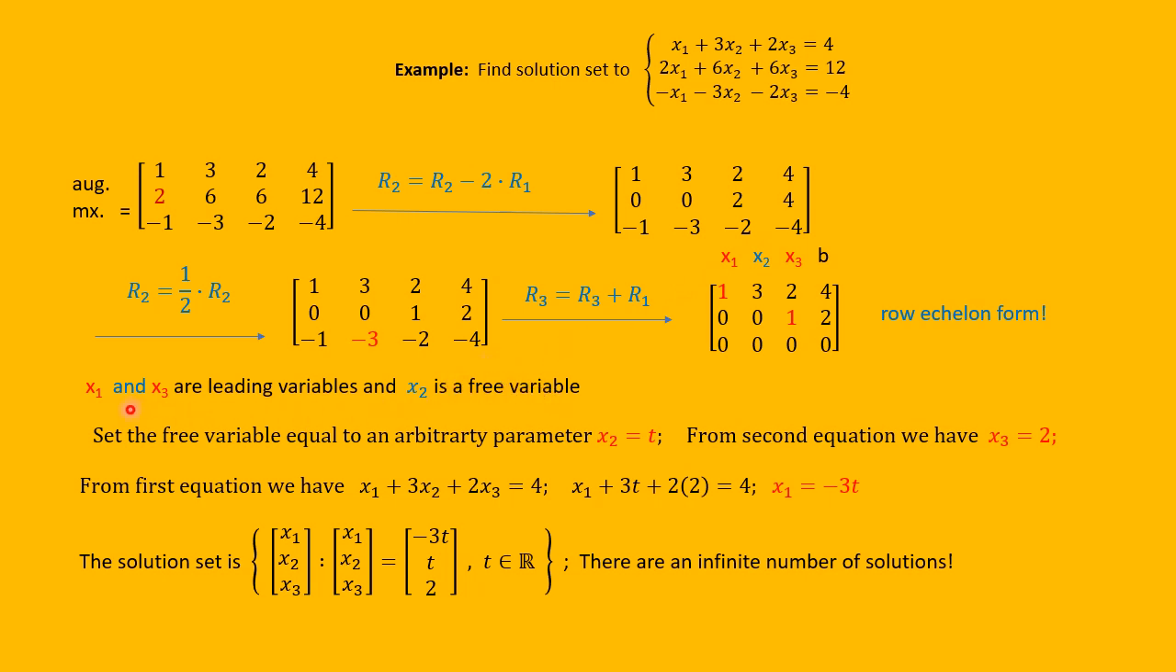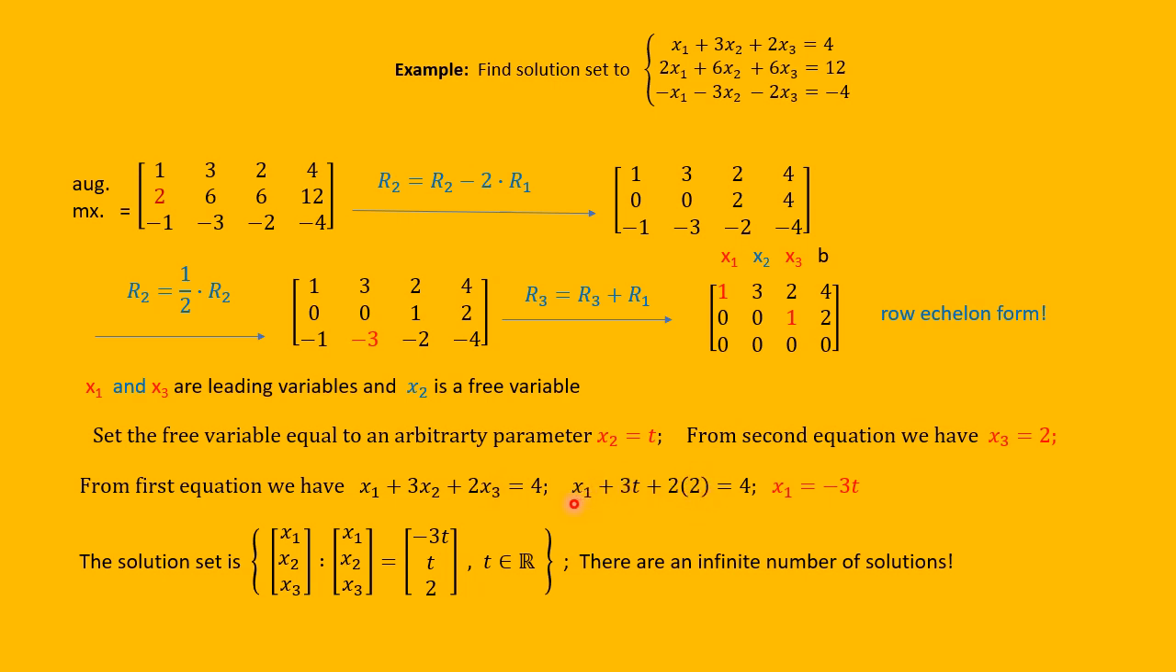So to solve the system of equations, we'll let the free variable x sub 2 equal some parameter t. T can represent any real number. And then from the second equation, we have x sub 3 equals 2. That was easy to solve. And then we go up to the first equation and plug that in. So we start with x sub 1 plus 3x sub 2 plus 2x sub 3 equals 4. And we let x sub 2, a free variable, be t. We found out that the variable x sub 3 had to equal 2.